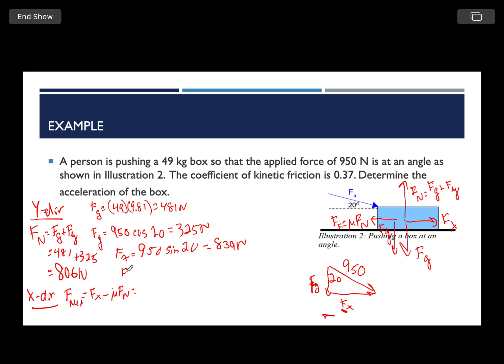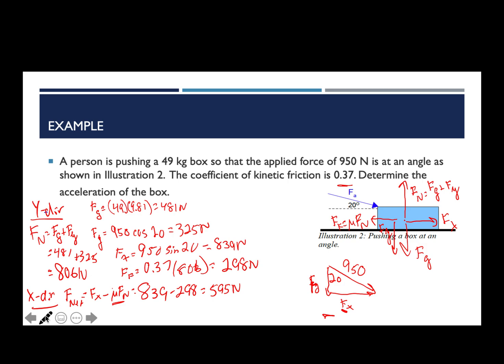Now my force of friction is going to be mu times the normal force. So that's going to be 0.37 times my 806. And so that's going to be 298 newtons. So I'm going to have 839, where is it, minus 298, and that's going to be 595 newtons. Okay, but we're trying to find acceleration, right?